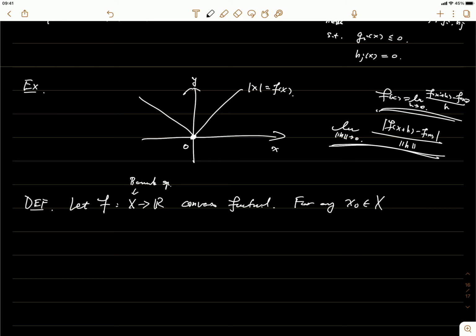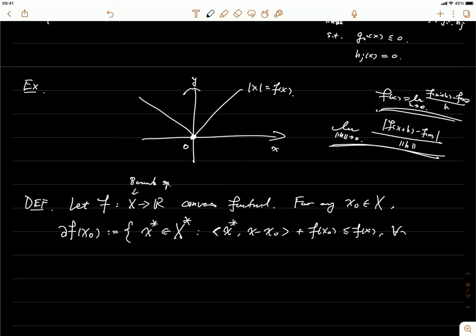we want to define the subgradient of f at x naught. The subgradient of f at x naught is denoted in this way, like a partial derivative notation right here. It is defined as a set, a set of linear functionals. So we call the x star in the dual space, all the linear functionals, where x star applied to x minus x naught, plus f of x naught, is less than or equal to f of x, for all x in X.